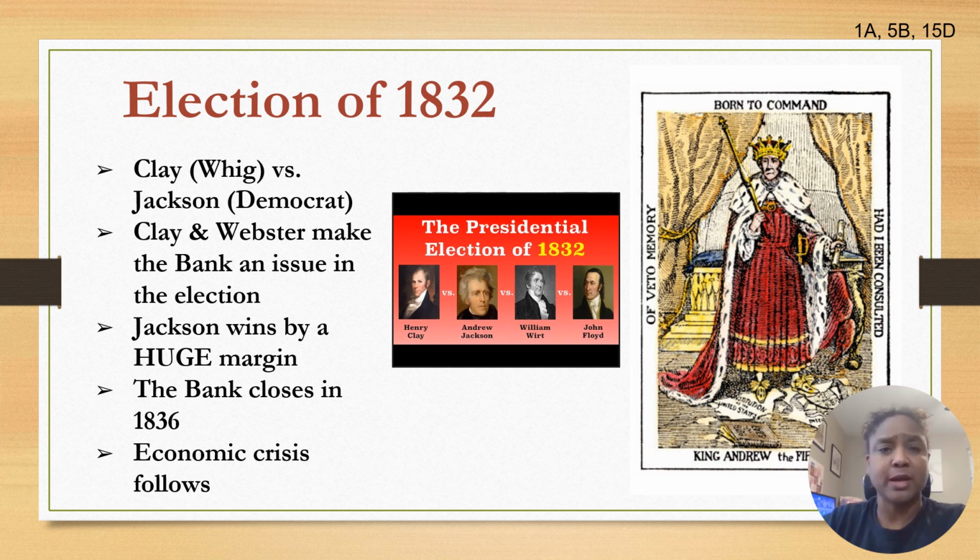Have you ever heard that term, it's not worth a piece of paper that it's written on? That's where it comes from. The Second National Bank of the United States closed in 1836 with no new charter. This caused an economic crisis to be on the horizon.